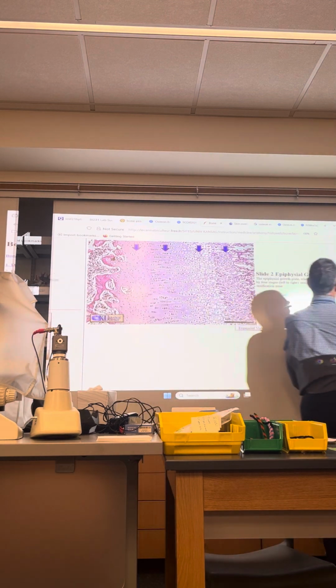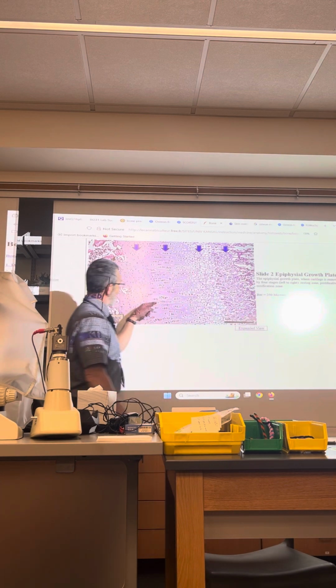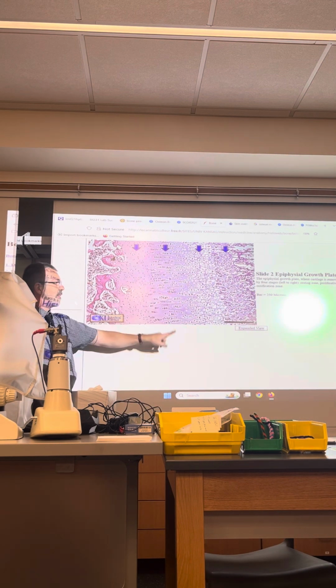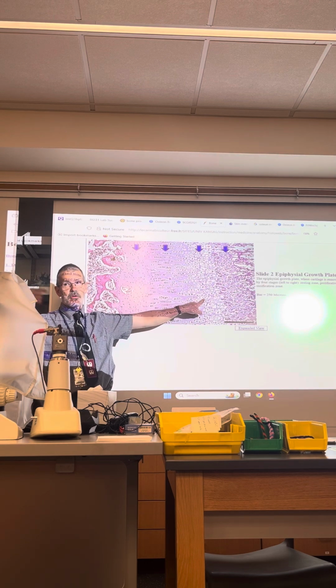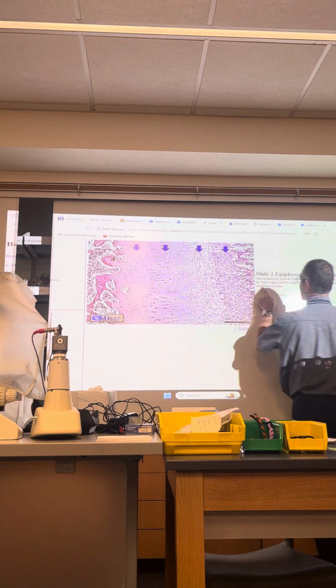Then it says hypertrophic zone. Hypertrophy means, hyper means above or more. Trophy means more growth or more eating. So get fat. In English that means fatter. So I make a bunch of cells proliferative. The cells get really, really fat. Hypertrophy. They grow bigger. And then they ossify.